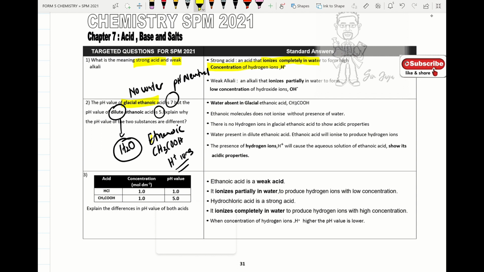So how to answer this one? Water is absent in glacial ethanoic acid. Ethanoic acid molecules do not ionize without the presence of water. No hydrogen ion in glacial ethanoic acid to show acidic properties. While water is present in dilute ethanoic acid, the molecules will ionize to produce hydrogen ion. The presence of hydrogen ion will cause the aqueous solution of ethanoic acid to show its acidic properties. Thus the pH value becomes 5.